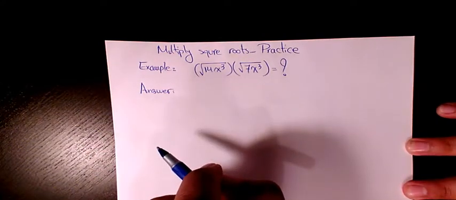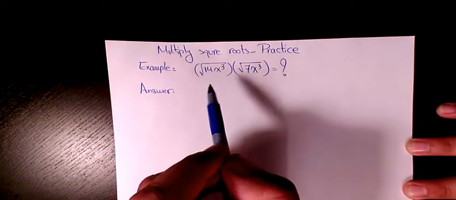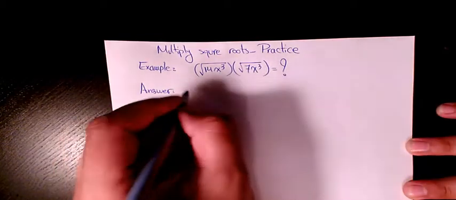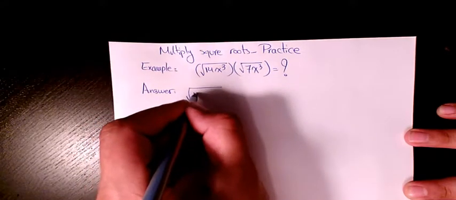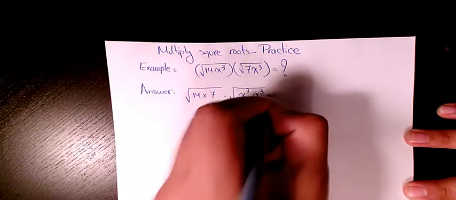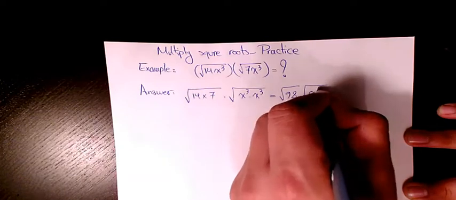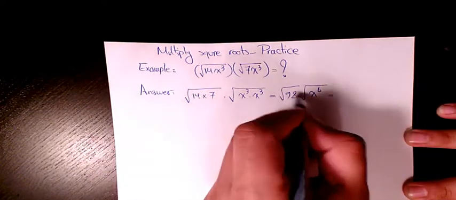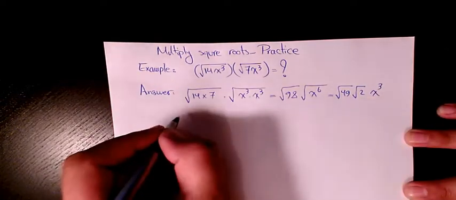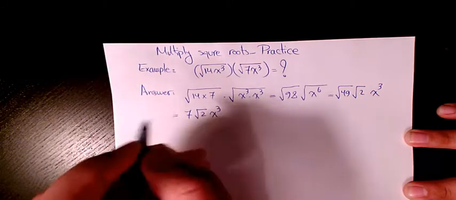In this video I want to have more examples regarding multiplying and simplifying square roots. The first example here I have is square root of 14x cubed times square root of 7x cubed. It will be square root of 14 times 7 times square root of x cubed times x cubed. It's going to be 98 x to the power of 6. So 98 is 49 times 2, and x to the power of 6 is x cubed squared. Square root of 49 is 7, so we have 7 root 2 x cubed.